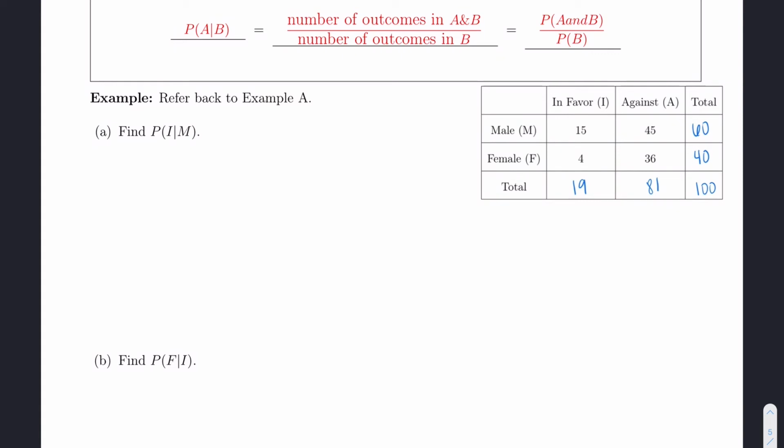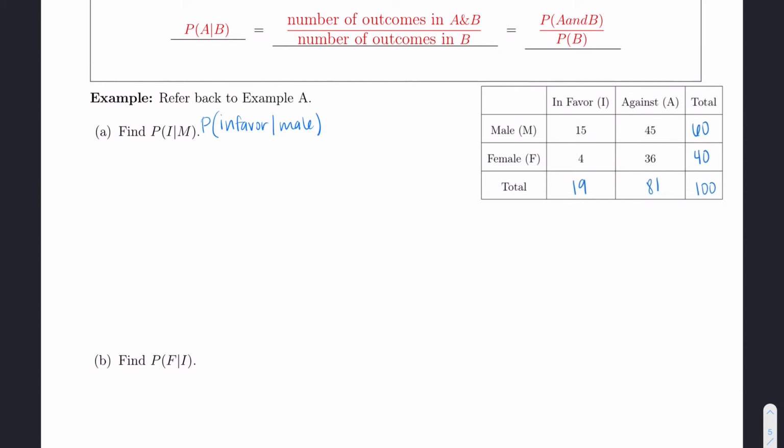This example is asking us to refer back to that example A that we were talking about a few minutes ago. And so I went ahead and I copied the table over here so that it's just easier so I'm not scrolling. And so this is asking us to find the probability that somebody is in favor based on the condition that they are male, right? So the probability that somebody is in favor given that they are male.